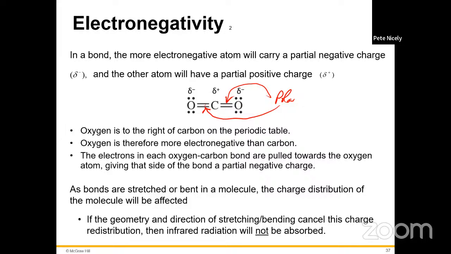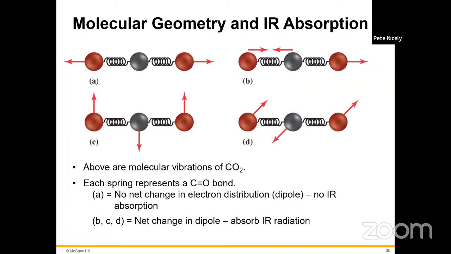Now, it says here that if the geometry and direction of the stretching and bending cancel the charge redistribution, then the infrared radiation will not be absorbed. And I think the next slide is going to show you what is exactly happening in that situation. So let's look at these possibilities of the different types of vibrational modes for the carbon dioxide molecule, right?